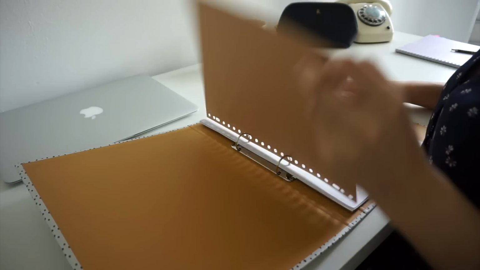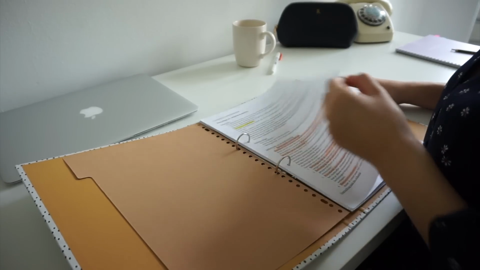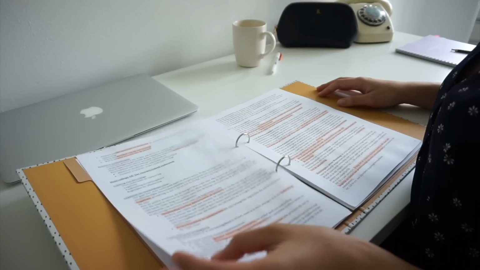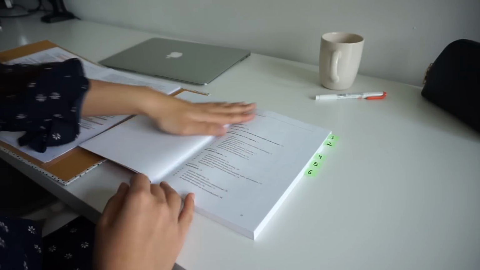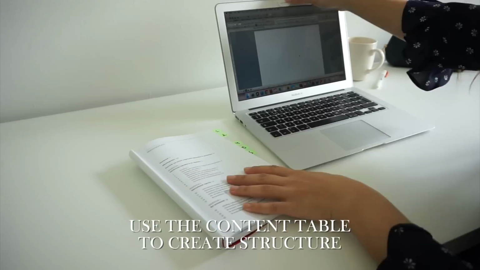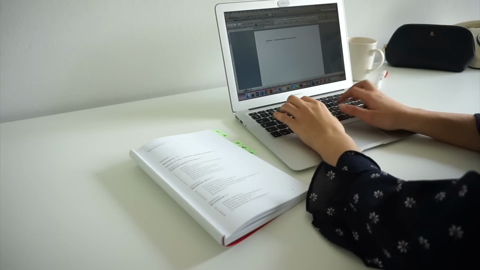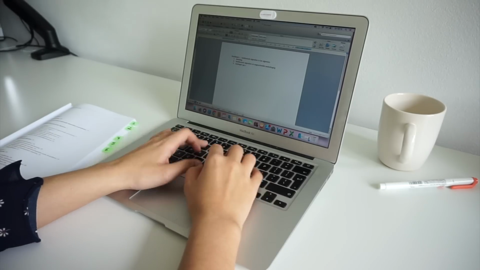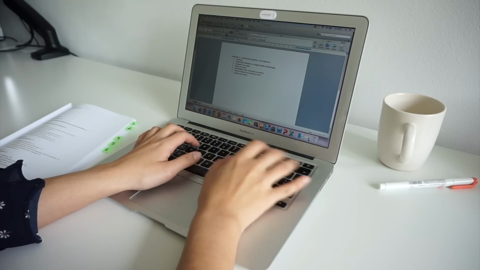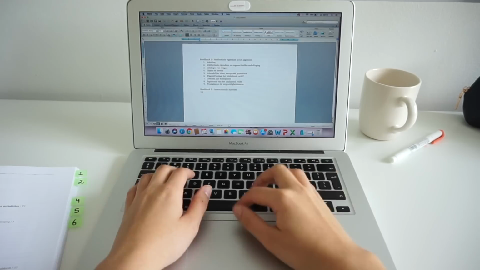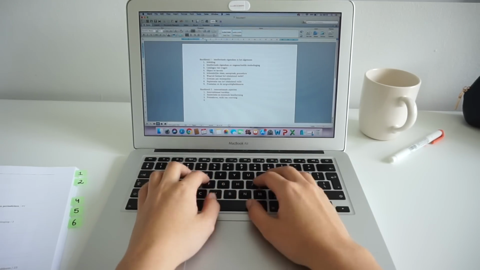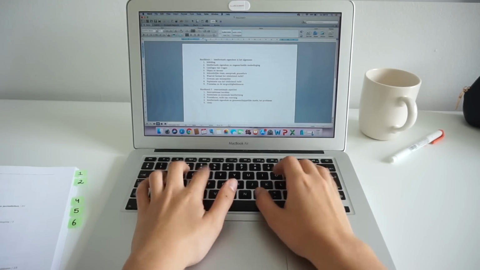So first things first, structuring your notes. I think structuring your notes is very important to understand what you are writing down later on. Personally, I find it easiest to use the content table in your textbook as some sort of a guide to create a structure in your notes that you can easily follow. And when you are studying your notes later on, it will be easier to refer back to your textbook if necessary. So when I'm writing my notes, I kind of copy-paste the content table in my textbook and I follow that structure for my own notes.